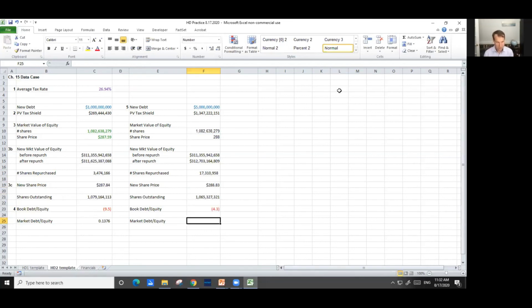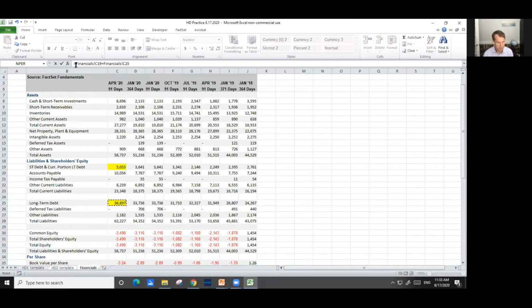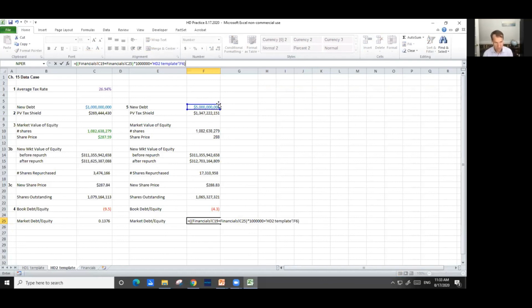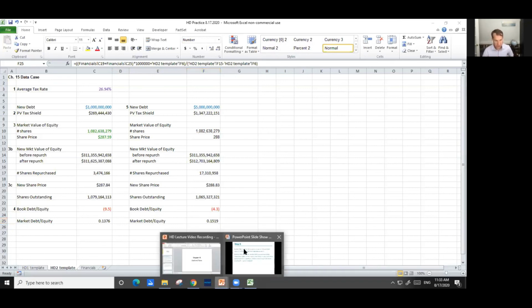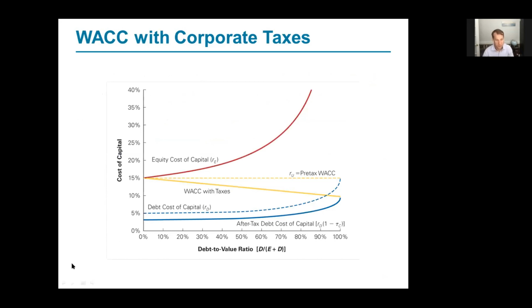And so for the market debt to equity, I will take the book value of debt, and I'll multiply it by 1 million, and then I'll add new debt that we've issued and divide it by the market value of equity after repurchase minus the equity for the same amount that we would repurchase. And that will give us higher market debt to equity than in the prior scenario, because you're issuing more debt. So you can see that going back to that chart. As we increased debt to equity ratio, as we added more debt, our WACC went down, and as a result, our share price went up.